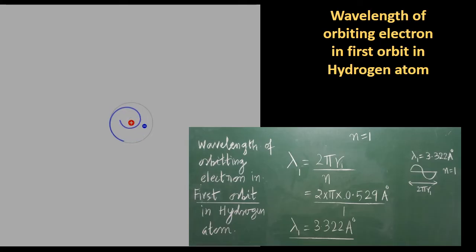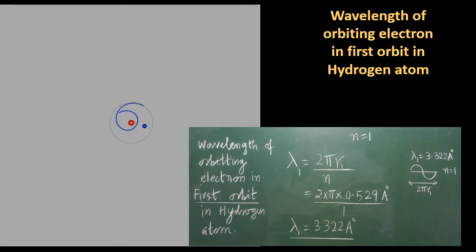Here we are going to discuss the standing wave pattern of the de Broglie wavelength of orbiting electrons. According to quantum mechanics, particles like electrons have dual nature. So in this presentation we are going to see the standing wave pattern of the de Broglie wavelength associated with orbiting electrons in a stable orbit.